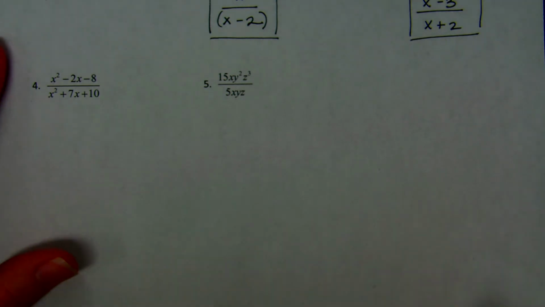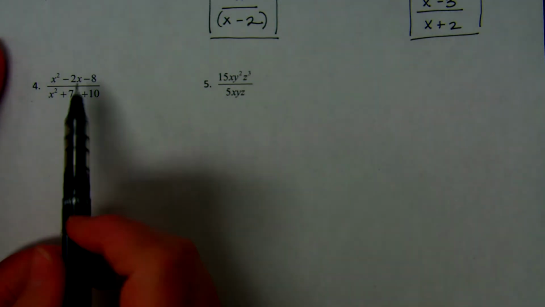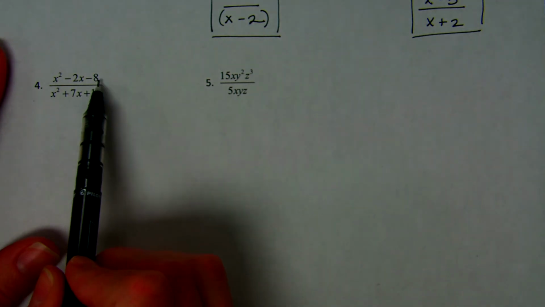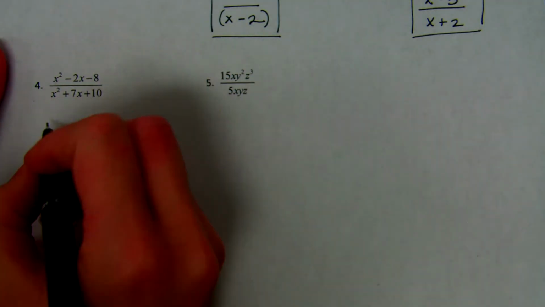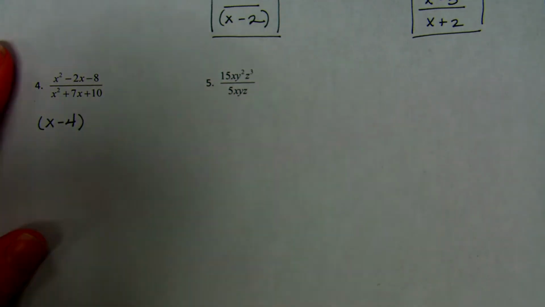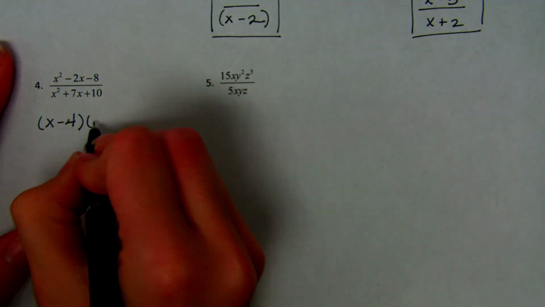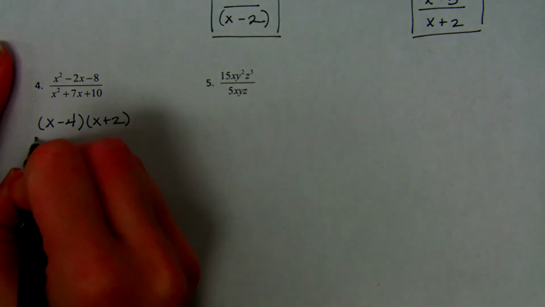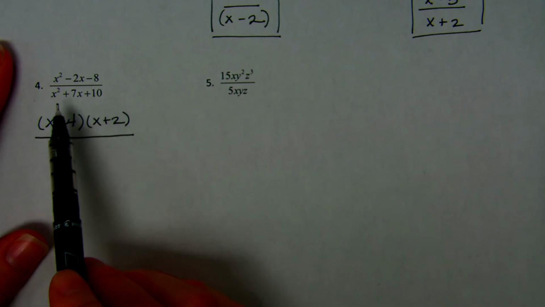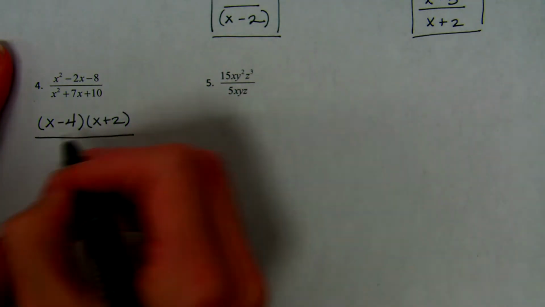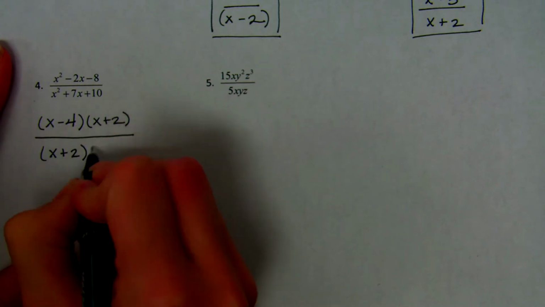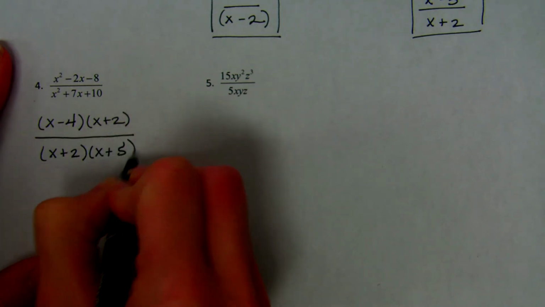All right, guys. And we're looking at this right here. Again, I'm looking for two numbers that multiply to -8 and add to -2. Those numbers are x minus 4 and x plus 2. And then I'm looking for two numbers that multiply to 10 and add to 7. And that's x plus 2 and x plus 5.